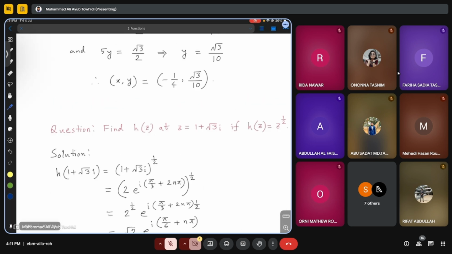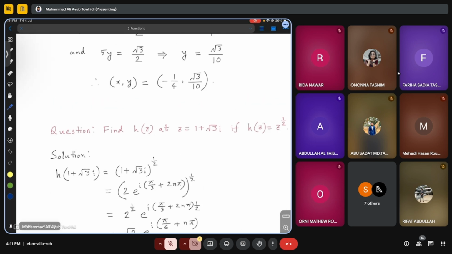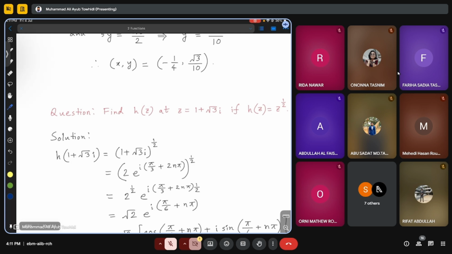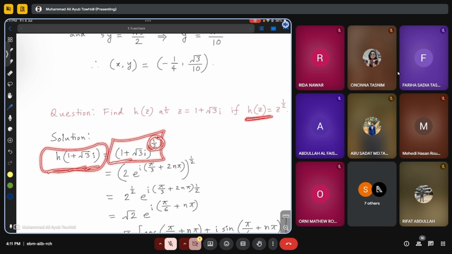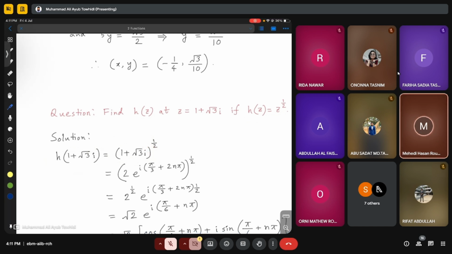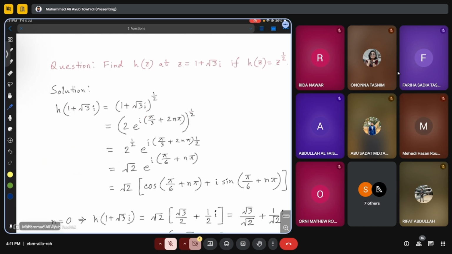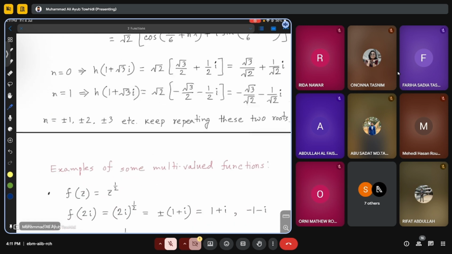Okay. Now there's the function z to the power half. You have to find h of z at z equal to this value. That means h of this value, 1 plus root 3i. So 1 plus root 3i to the power half, because the question says h of z is z to the power half. So I think you all can do this. Can you? Yes, just find the square roots. So do it as a homework.